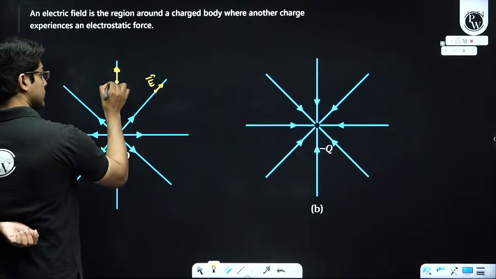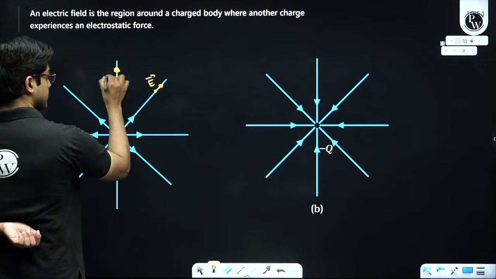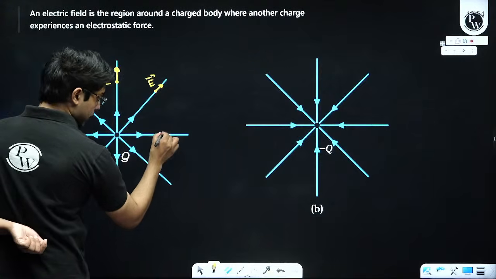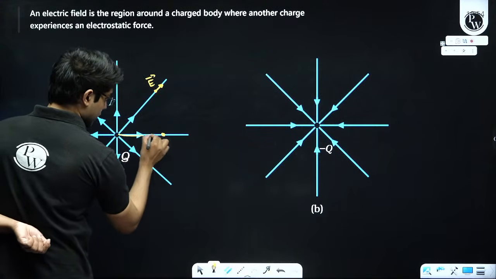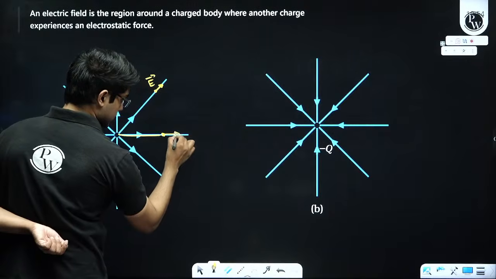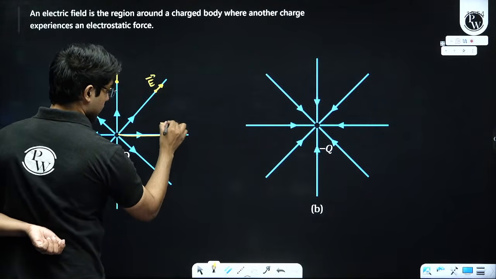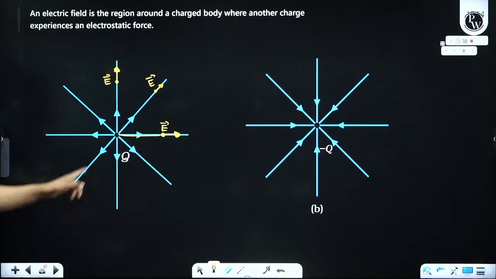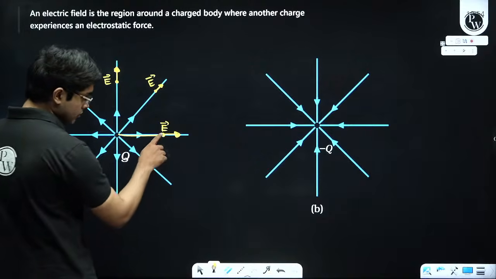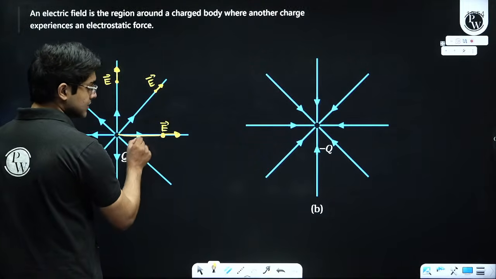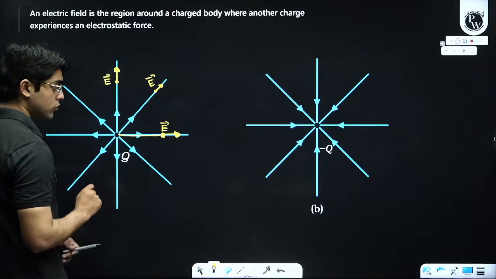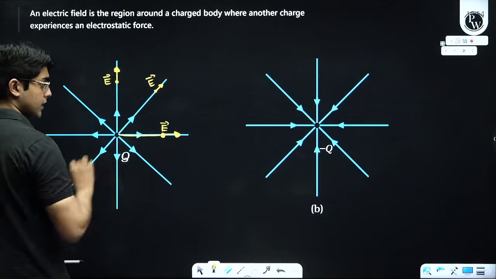Okay, so at this location, the field is in this direction. And what about here? Here it will feel a force in this direction. So at this location, the field is in this direction. So that is how you find the direction of the field. You assume a positive charge at that point and see which direction the force is pointing. That is the direction of the electric field.